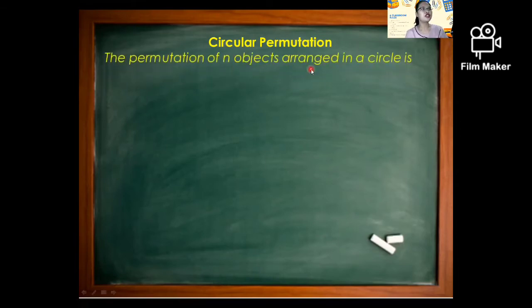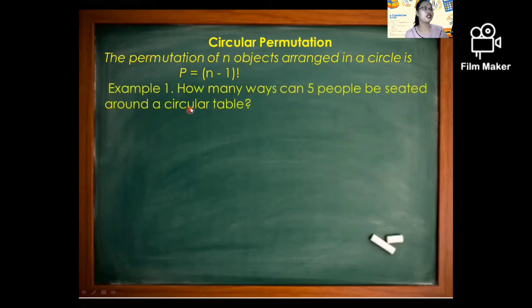The permutation of n objects arranged in a circle is equal to (n minus 1) factorial. So kung ang pinag-uusapan daw po is about circular permutation, ito yung formula na ating gagamitin. So let's have an example. How many ways can 5 people be seated around a circular table? So clue for this one is circular table. So kung nakita nyo na yung keyword na circular table, automatic ito yung formula na gagamitin natin.